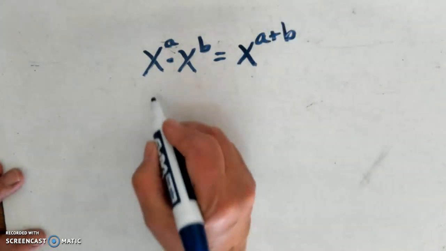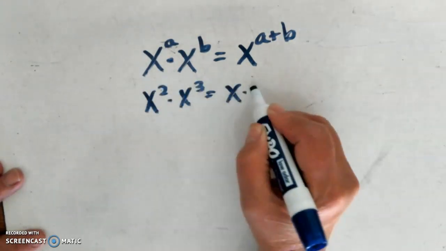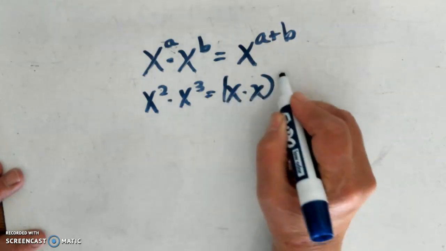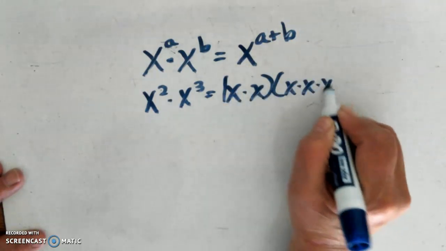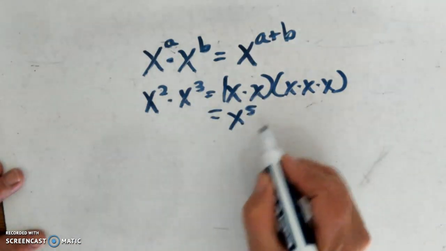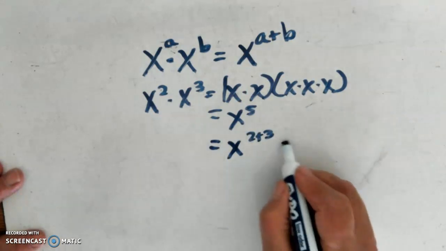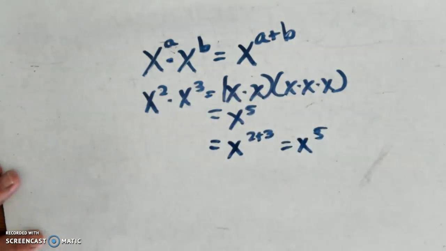And I can prove this if I did x squared times x to the third power. That's the same as x times x times x times x times x, which is equal to x to the fifth, otherwise known as x to the 2 plus 3, which is equal to x to the fifth power. Okay, that we learned last week.